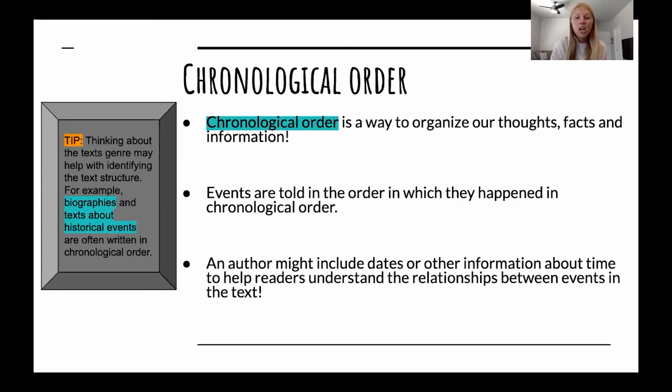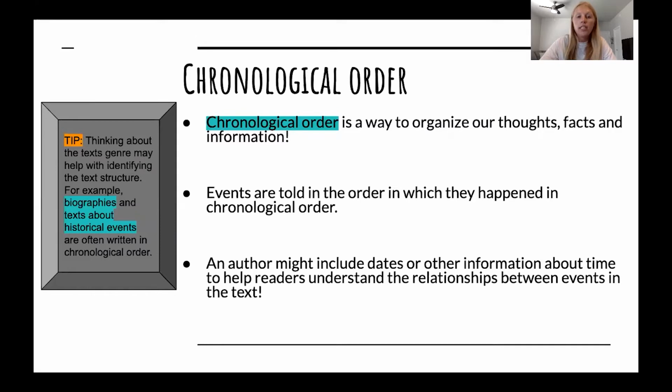And an author might include dates or other information about time to help readers understand the relationship between events in the text. So if a text is in chronological order, the author might include different dates or other information about the time of the events that will help the reader understand the relationship between the events and when they occurred.